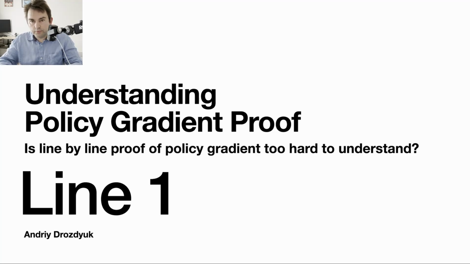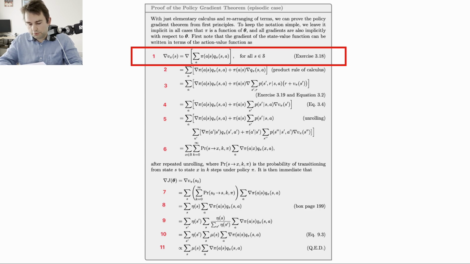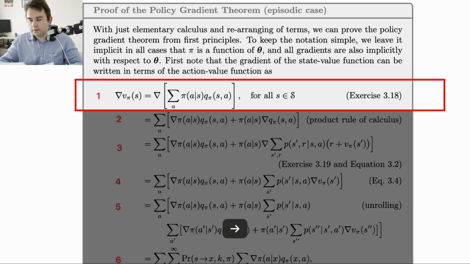Understanding policy gradient proof line by line, line number 1. We want to understand the proof on page 325 of the Reinforcement Learning Second Edition book. I will number the original proof from the RL book line by line so we can pick apart each line. This is line number 1. Let's get going. So first let's read the beginning of the proof.